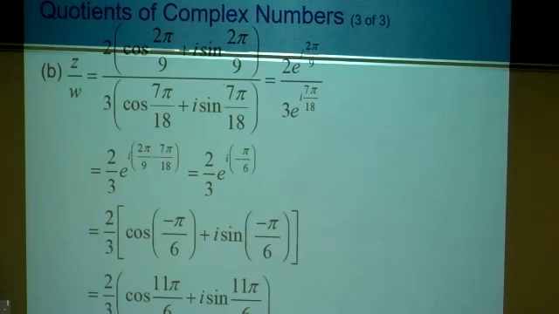Oh, and they wrote negative pi over 6 as 11 pi over 6, which is what it is. And then they rewrote it again. So this here and this here are saying the same thing, just like these two are saying the same.